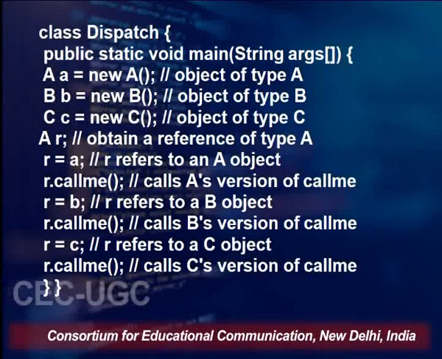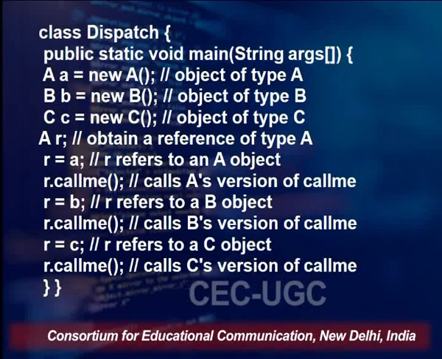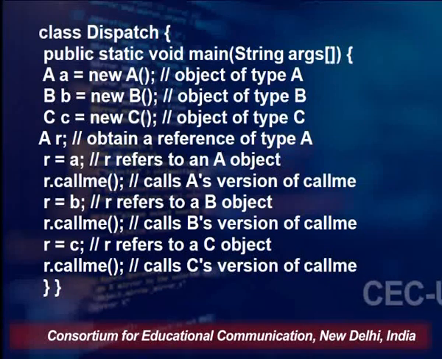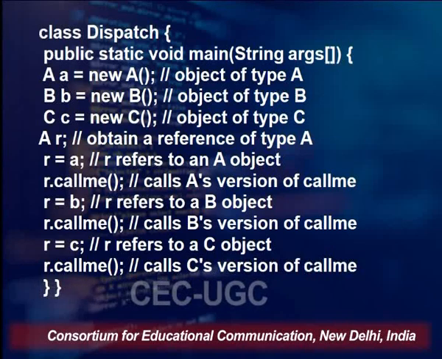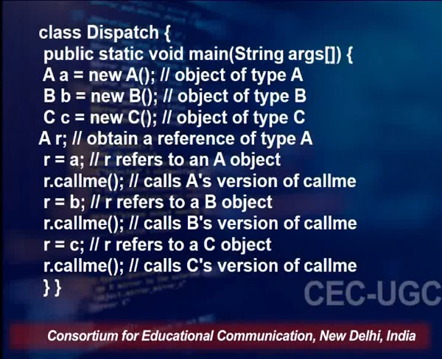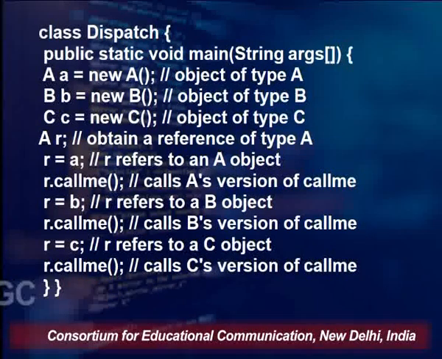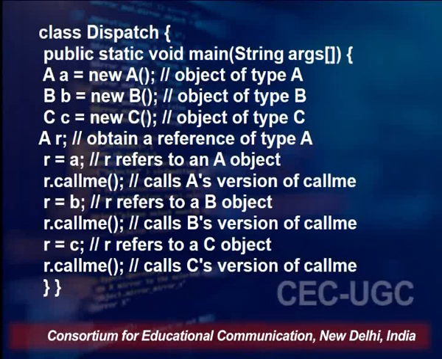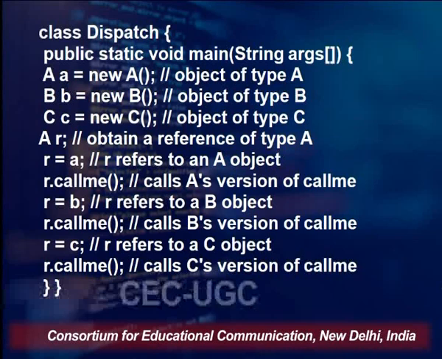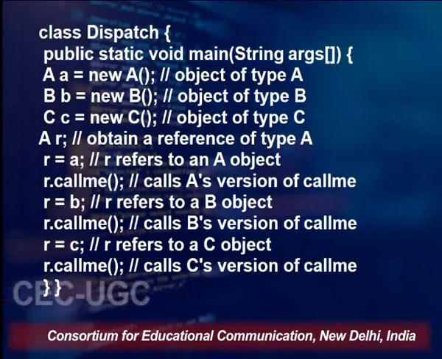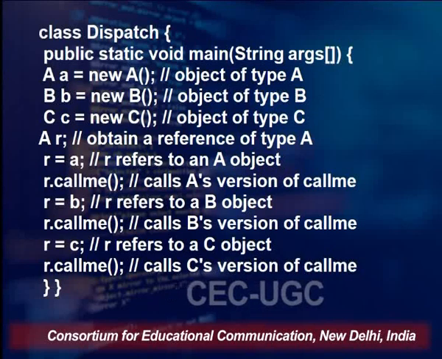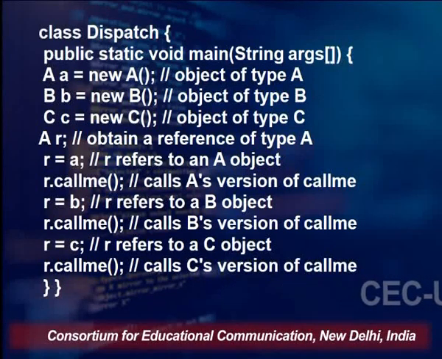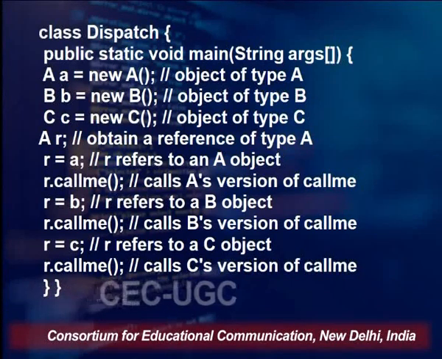Now, this class A being the superclass, this r, which is the reference variable of type A, can store the object of class B and class C, which are the subclasses of the class A. So, when we are storing the object small a inside the reference variable r, by just saying r equals a, r is going to refer to an object of class A, the parent class, and we are calling r dot call me.